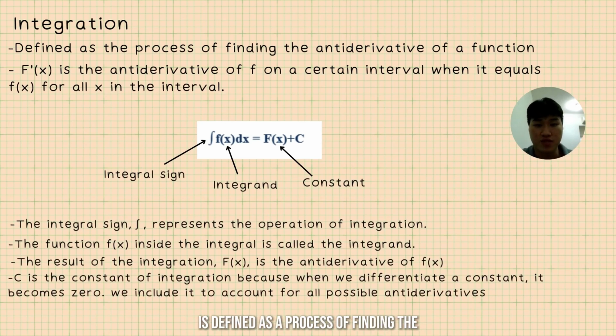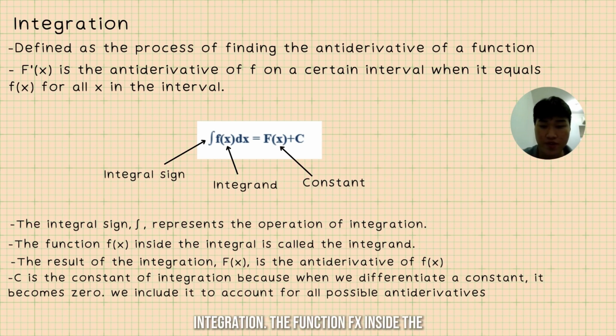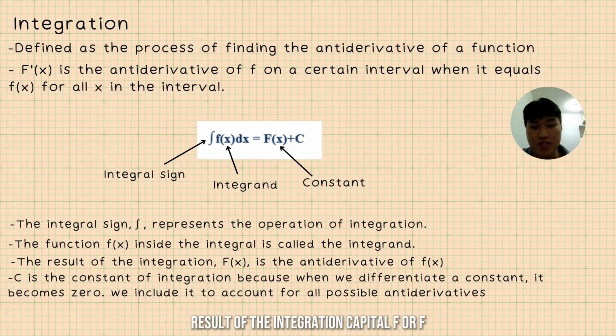Integration is defined as the process of finding the antiderivative of a function. F of x is the antiderivative of f on a certain interval when F prime of x is equal to f of x for all x in the interval. Integration has a specific symbol called the integral sign. This represents the operation of integration. The function f of x inside the integral is called the integrand. The result of the integration, capital F of x, is the antiderivative of lowercase f of x, which is the given function. C is the constant of integration because when we differentiate a constant, it becomes zero, and we include it to account for all possible antiderivatives.